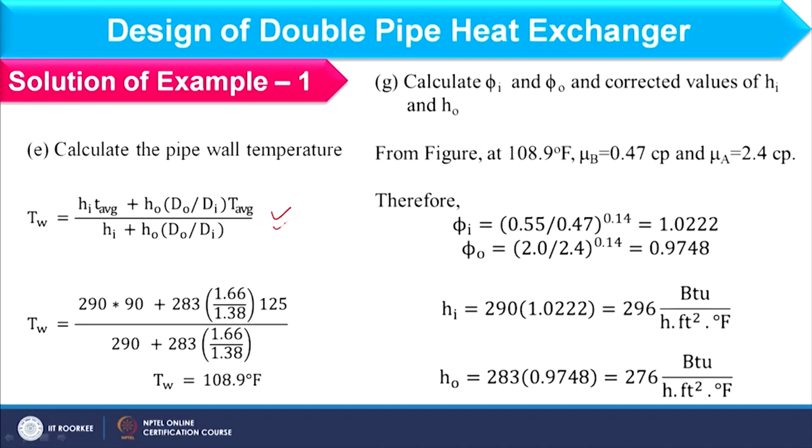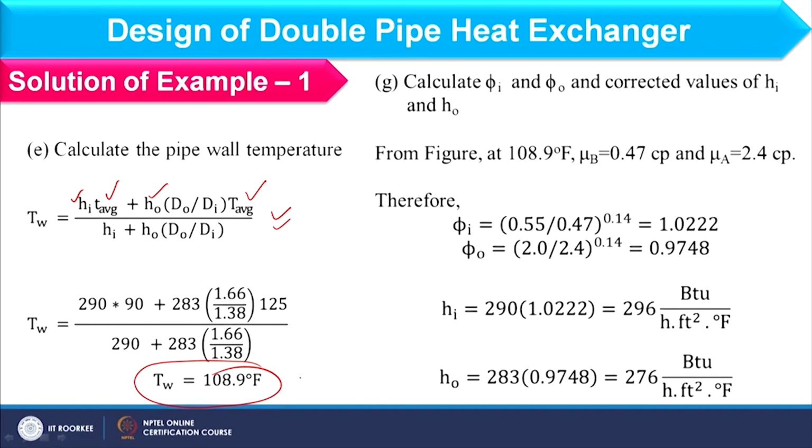So, let us first consider the wall temperature, how to calculate that. So, this is the expression for wall temperature, and t average and this capital T average, these values of temperature of both fluids are known to us. So, we can simply calculate that. hi and h naught we have already calculated. So, considering all these values, we can find out wall temperature as 108.9 degree Fahrenheit, okay.